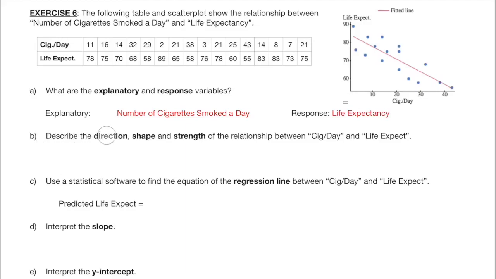Question B. Describe the direction, shape, and strength of the relationship between cigarettes a day and life expectancy. Remember that you cannot answer this question by just looking at the table or the correlation coefficient. You need to get the scatter plot. In the scatter plot, we see that this relationship is negative, linear, and strong.